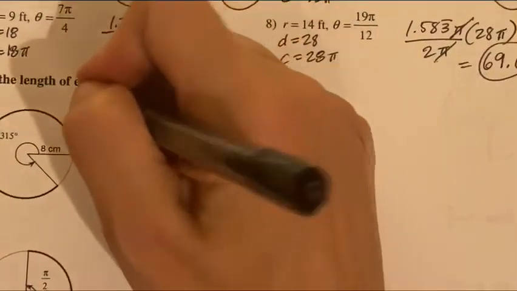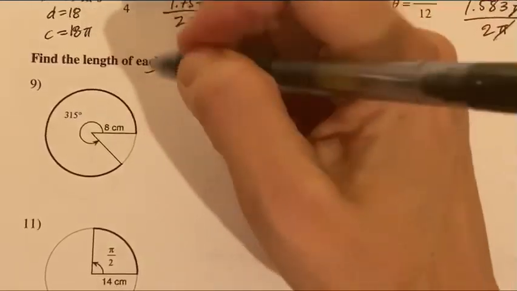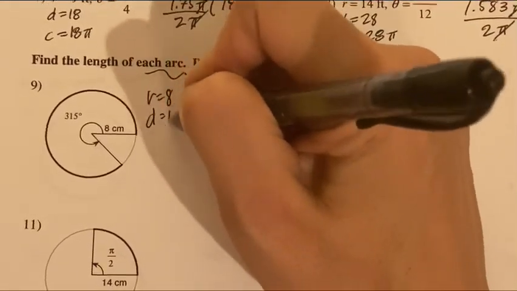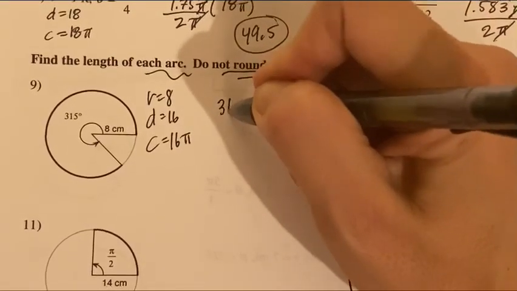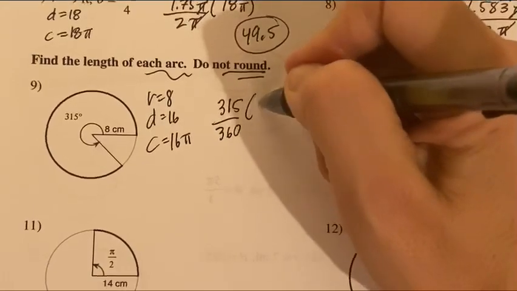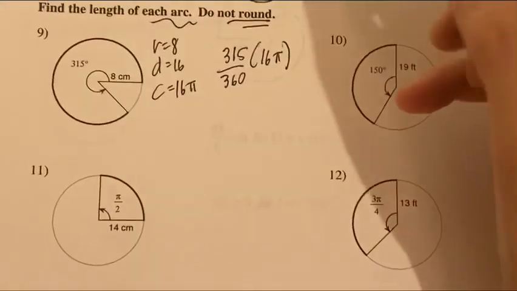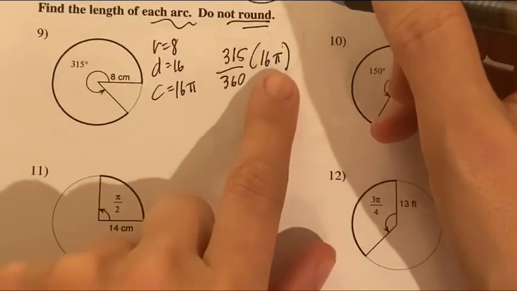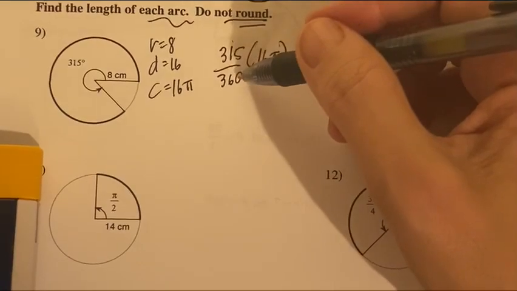Ooh, now they say find the length of the arc, don't round. Okay, this will be interesting. So radius 8, diameter 16, circumference 16 pi. All right, so 315 over 360 times 16 pi. So what do we do now? I'm not supposed to round. So that usually means leave it in terms of pi. So let's figure out what is 315 times 16 divided by 360.